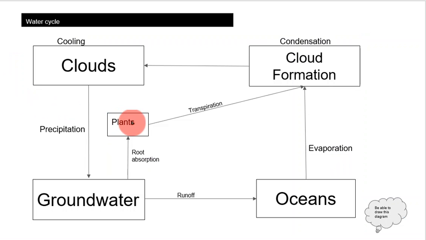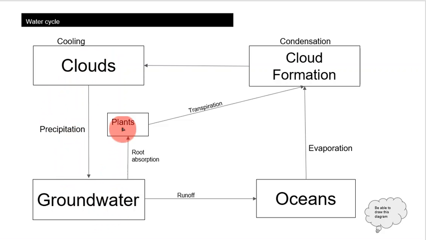So again, this is a nice graphic that condenses it all down into a simple thing. It's very important that you're able to reproduce this diagram as well. Oceans are sources of water. Water is evaporated into clouds. Clouds condense, so you have clouds formed. Then water precipitates out of the clouds and falls to the ground.